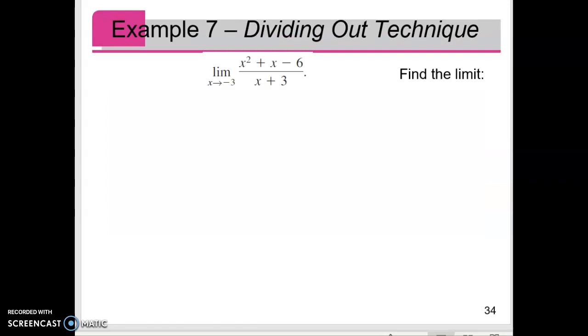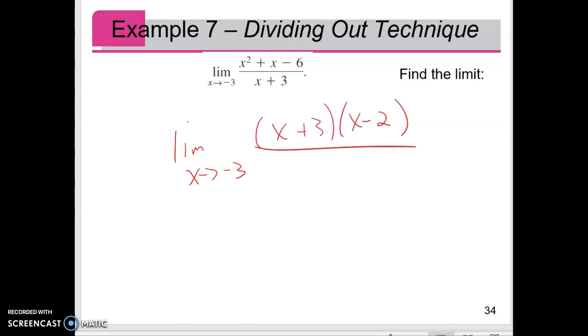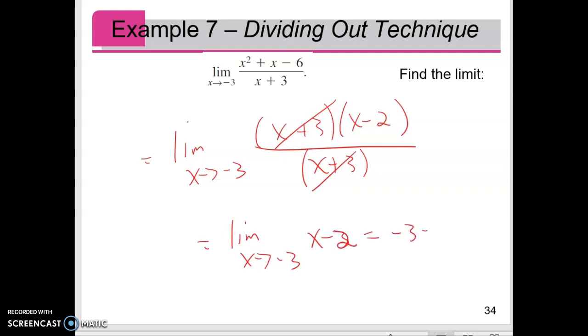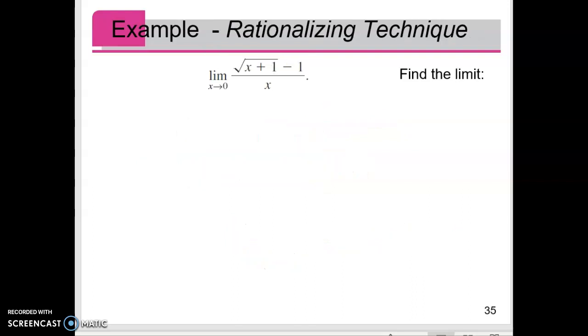Okay, so here's another example. Dividing out technique. And not the same function, but I'm allowed to do that because it's the same limit. x minus 2, and then I can do direct sub. Okay.